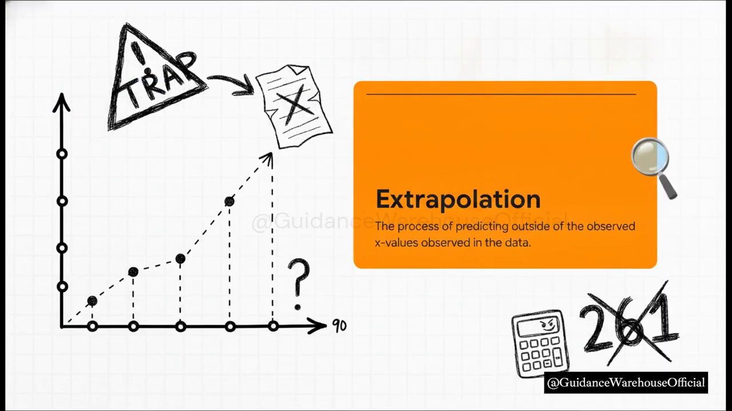So the crucial point here is that extrapolation is the exact statistical trap that caused our impossible 261 score. Extrapolation is the process of predicting outside of the observed X values. Because our data strictly stopped at 75, calculating a prediction for an X value of 90 was pure extrapolation. The formula will absolutely give you an answer, sure, but as we just saw, it might be total nonsense.